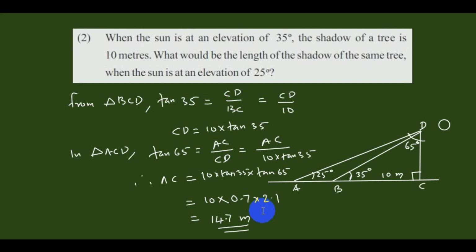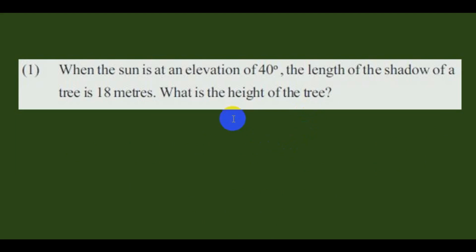Now we are giving only one homework today. See the homework. Now this one is the homework that you need to do. When the sun is at an elevation of 40 degree, that means the sun rays fall to the ground at an inclination of 40 degree, the length of the shadow of a tree is 18 meters. What is the height of the tree? You only need to apply the height of the tree obtained from the first triangle considered earlier. So simple it is. I think that you can do it.